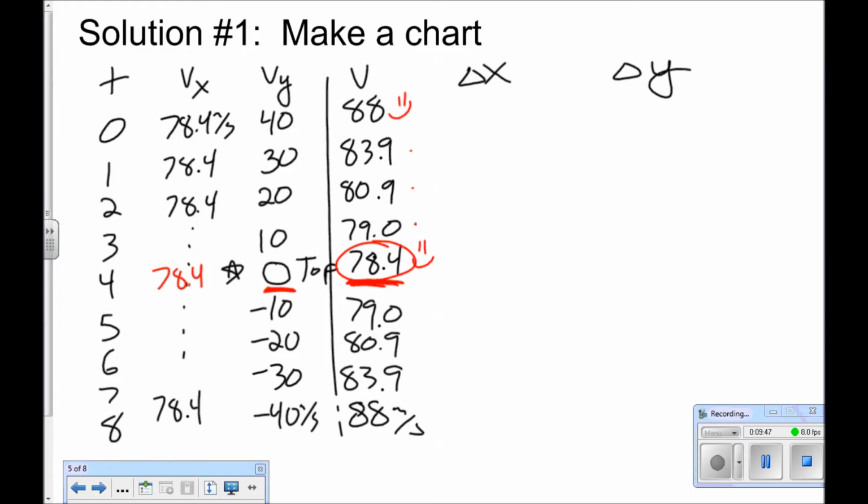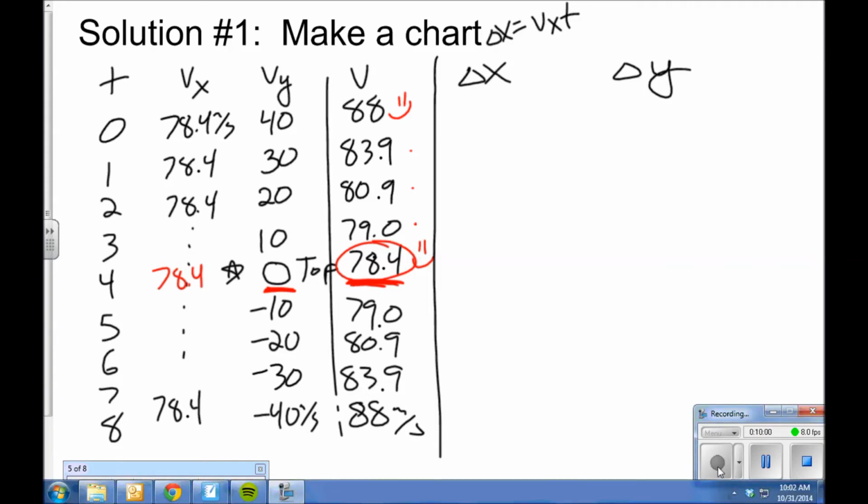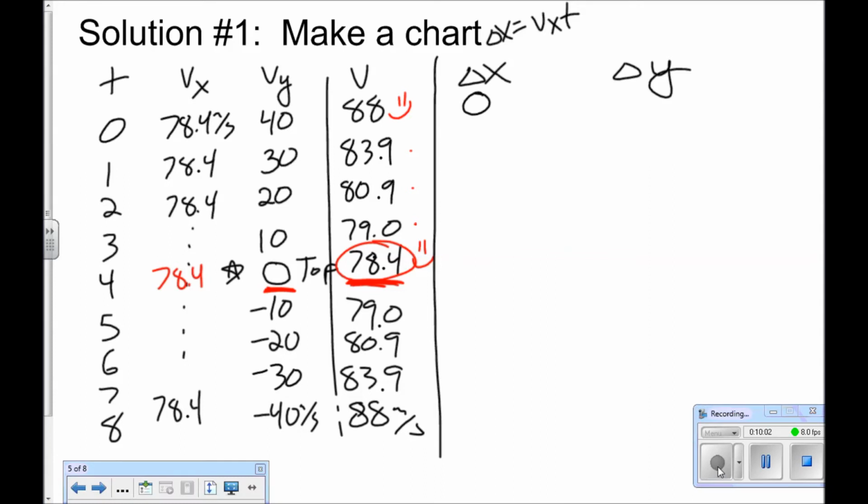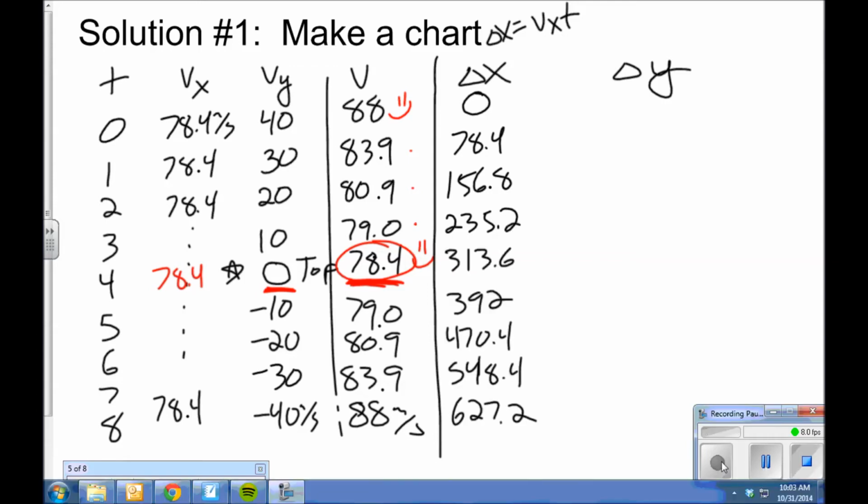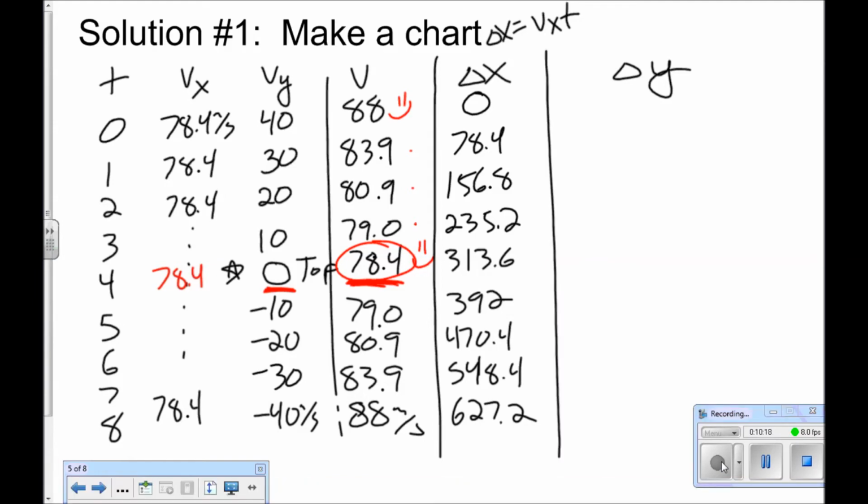All right, so there's your V's. To find your delta x, it's just Vx times t. So take whatever your Vx is and multiply it by your time. So in 0 seconds, you're not going to go horizontally at all. After 1 second, you'll have gone 78.4 meters. After 2 seconds, you'll have gone 156.8. After 3 seconds, you'll have gone 235.2, etc. So those are the results that you get. All right? And then your vertical displacement, you got to use this equation.